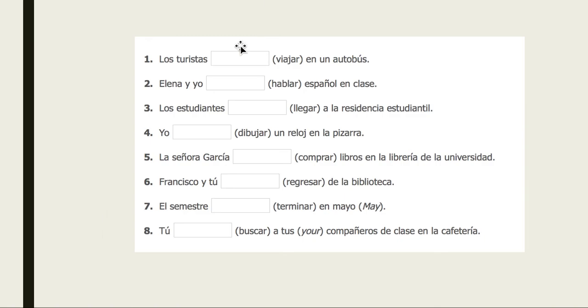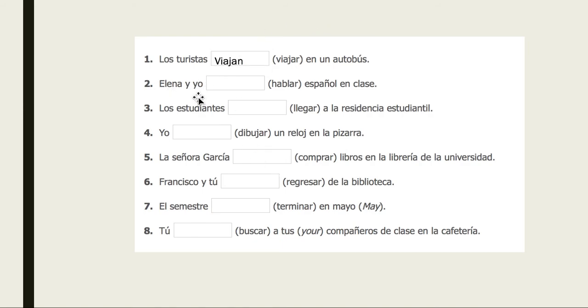So in terms of the homework, pretty straightforward. It'll give you a sentence with a verb, and what you have to do is figure out who the subject is and then conjugate the AR verb to the appropriate subject. So in the first case, we have los turistas. The subject would be ellos, since it's masculine, los turistas. And viajar is a regular AR verb, so it would be los turistas viajan en autobús.